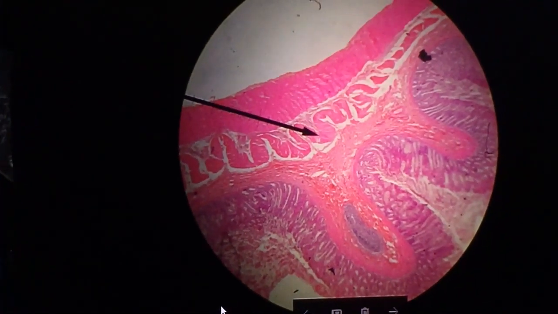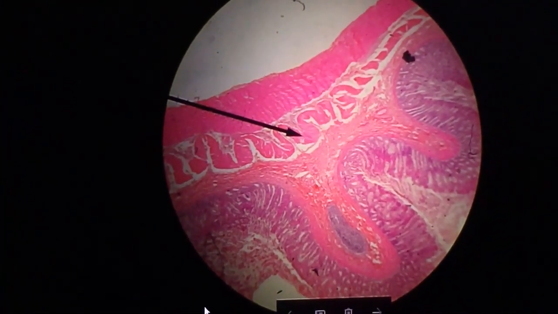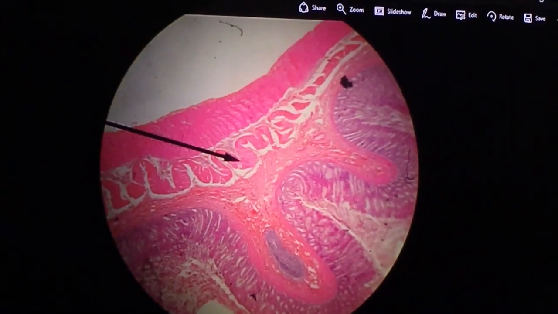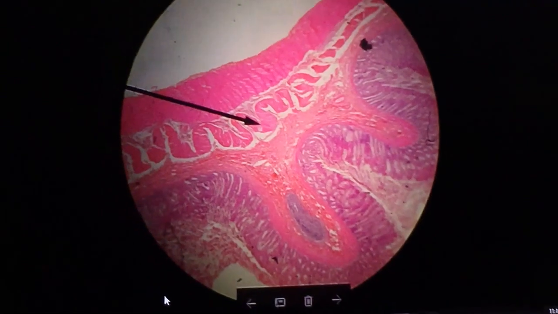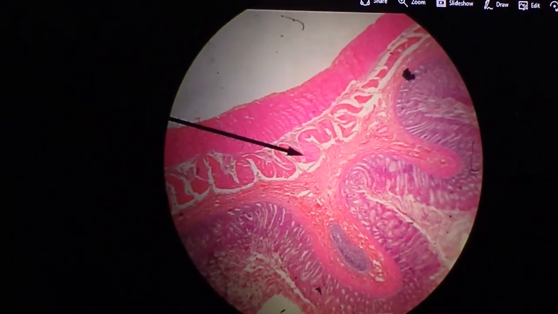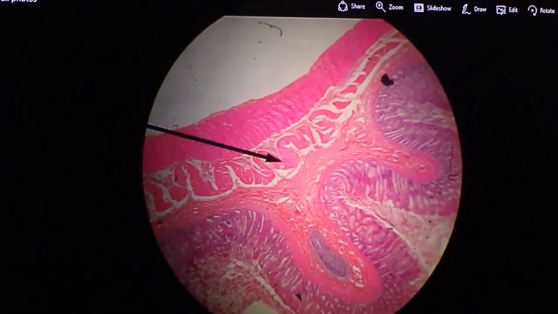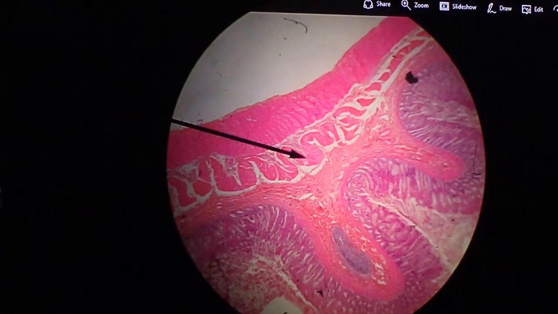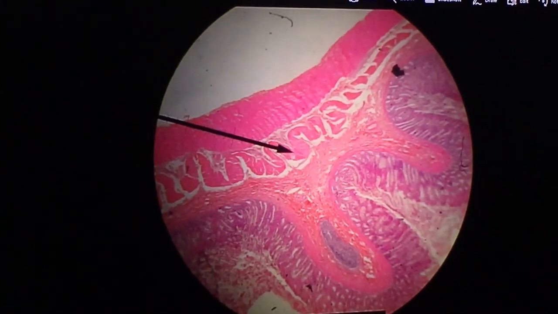All right. So again, this is a slide of the GI tract. Let me go straight to the mucosa now. Is there stratified squamous there? No. Not esophagus, not pharynx, not anal canal. That means this is either large or small intestine or stomach. Good. So what is it?